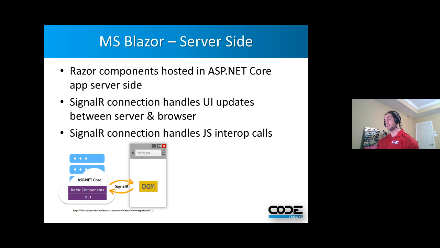And then once your app is hosted and is running on your server, you have a SignalR connection between the client and the server. And this SignalR connection handles all the UI updates and all the input communication between the server and the browser. It also does all the JavaScript interop calls. So whenever you have anything that your browser or your browser API needs, all of this goes through the SignalR connection from your client to your server, back and forth.